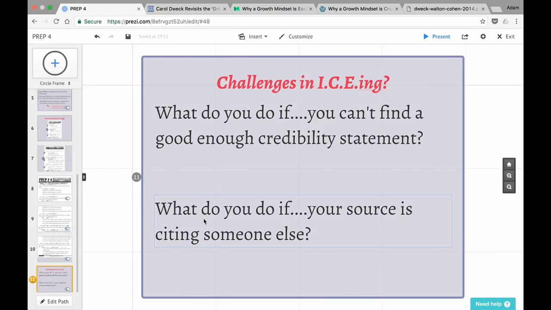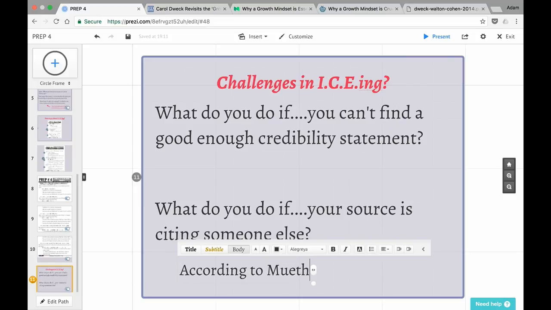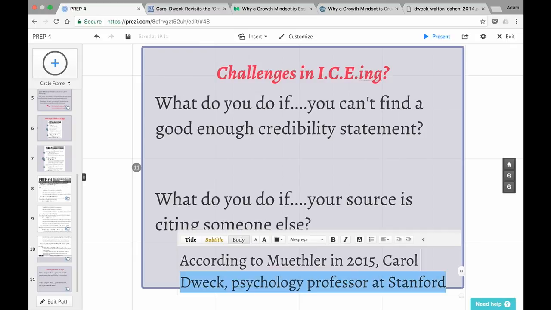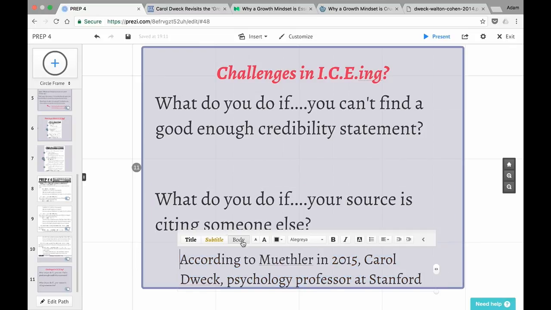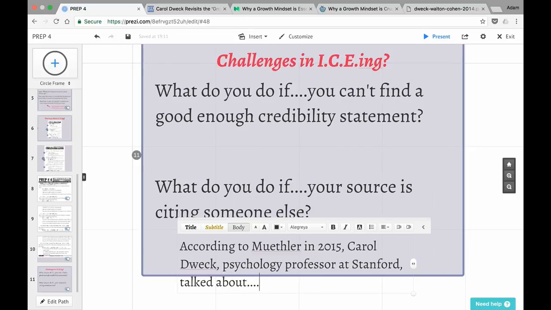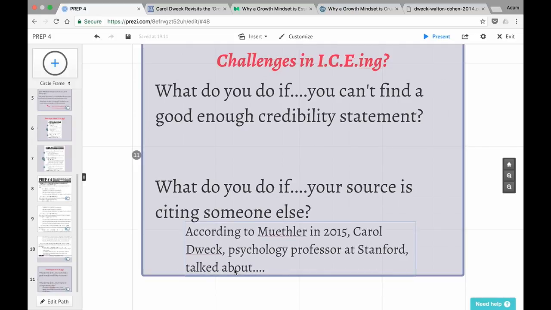However, if you don't want to do that, then you have another option. And you know what that is? Well, you can simply say, okay, according to Muethler, so that was the author of the source in 2015, Carol Dweck, and then you would give the credibility statement for Carol Dweck, so psychology professor at Stanford, and I will make this fit. This is fun when you do it on the fly, so you can see that I'm actually not scripting this, but actually going through this. Talked about ... and then tell what Carol Dweck actually talked about.